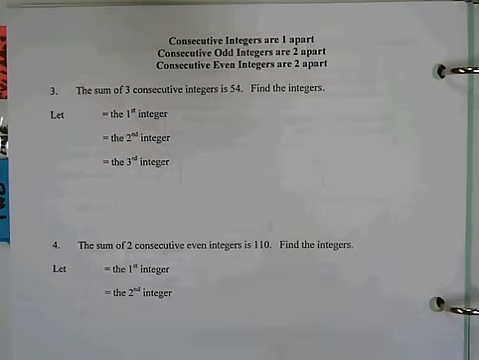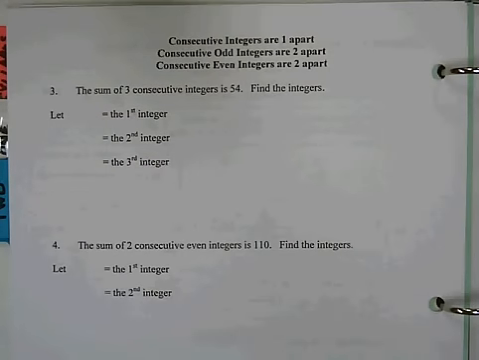Right, consecutive integers: 2, 3, 4. Are they consecutive? Because consecutive means what? In order. All right, now consecutive odds: 3, 5, 7, 9, right? How far are consecutive odd numbers apart?